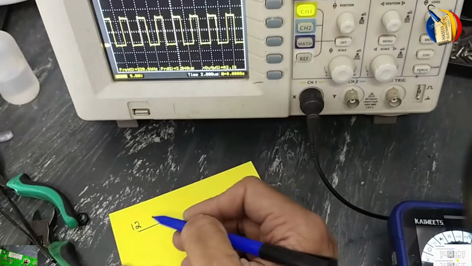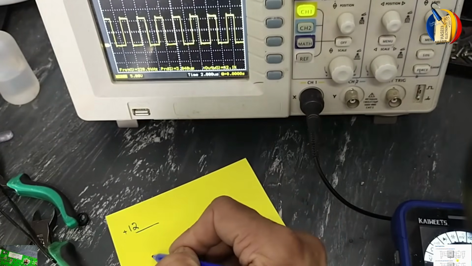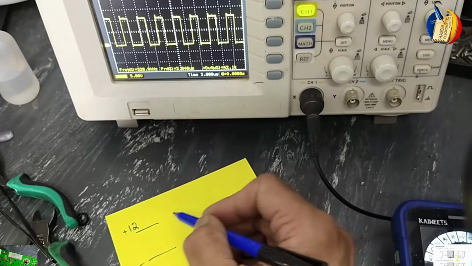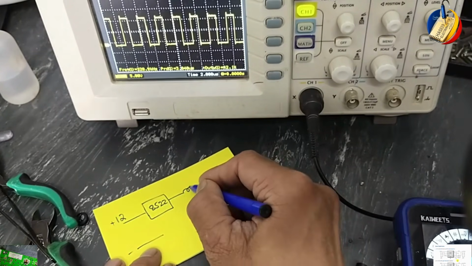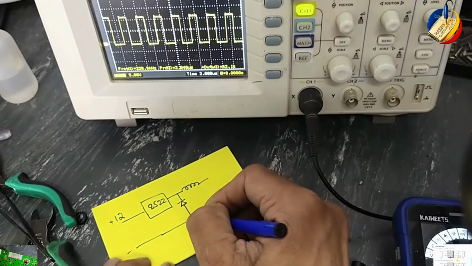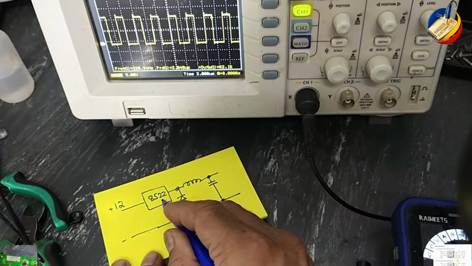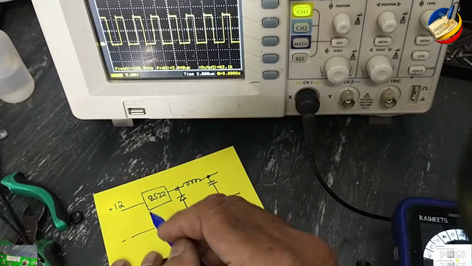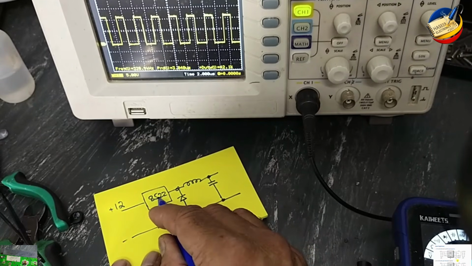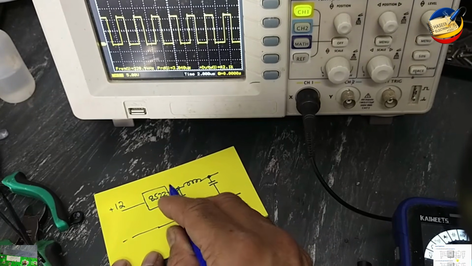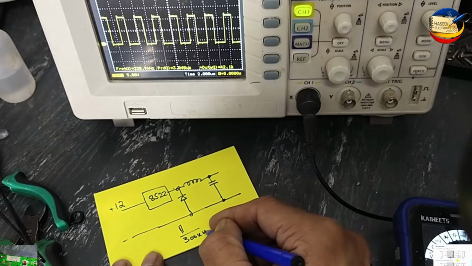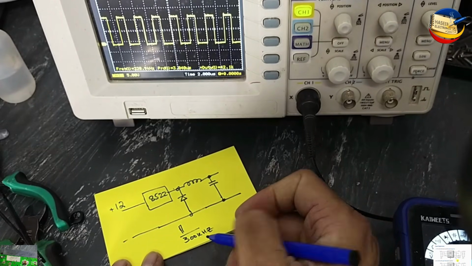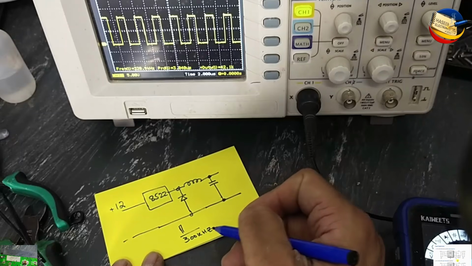I applied 12 volt positive here and ground here. Here is the converter. When we apply 12 volt input voltage, this IC will turn on and it will allow current for a very short time, 300 kilohertz. That means 300,000 times in 1 second.